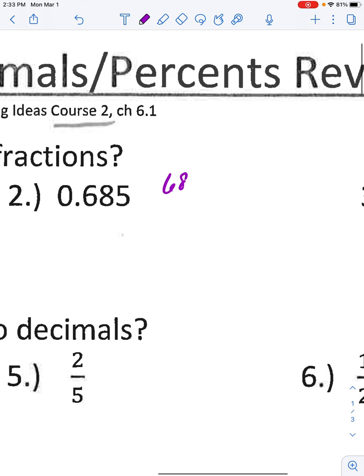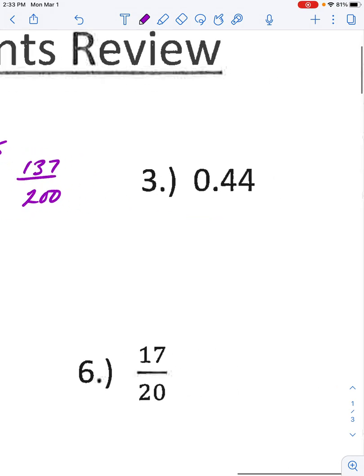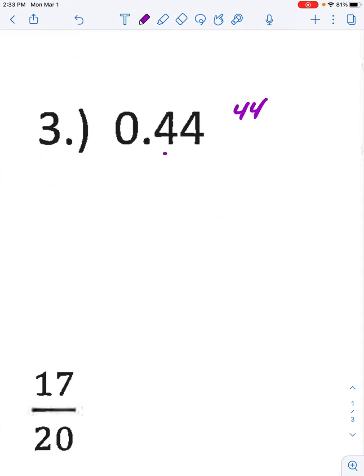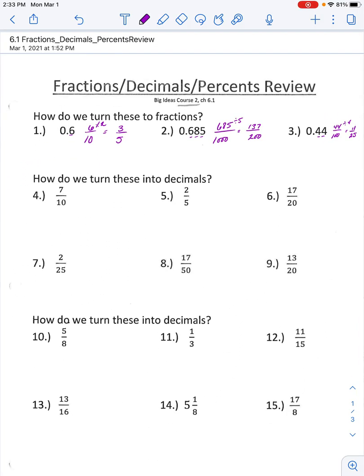Number 2 says 685 thousandths, so we're going to write 685 thousandths. And again, you're going to simplify to get 137 over 200. And number 3 says 44 hundredths, so we'll do 44 hundredths and then simplify to get 11/25. So going from a decimal to a fraction, say the decimal with place value, write it as a fraction, simplify.